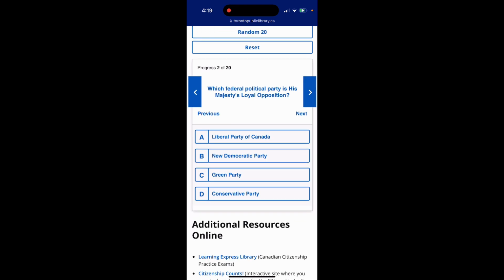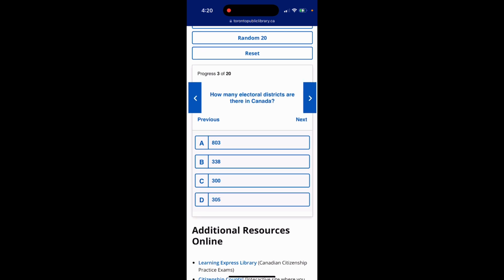Question 2. Which federal political party is His Majesty's loyal opposition? Option A, Liberal Party of Canada. Option B, New Democratic Party. Option C, Green Party. Option D, Conservative Party. The answer is option D, Conservative Party.